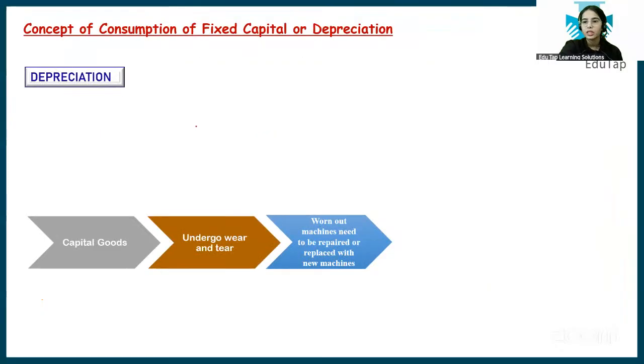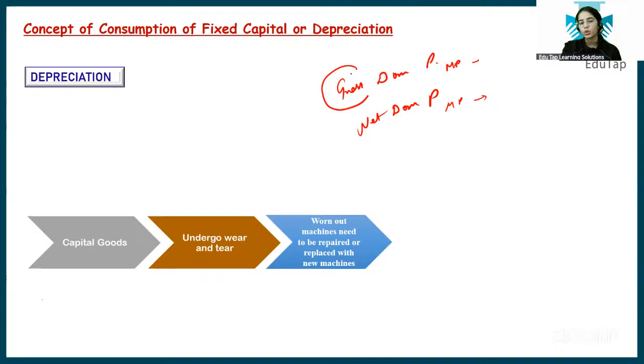Now moving forward, coming to the next concept of gross and net. There is gross domestic product. There is also something known as net domestic product. You know how you can convert the market price to factor cost. Now we will discuss how you can convert this gross to net. First of all, let's understand depreciation.